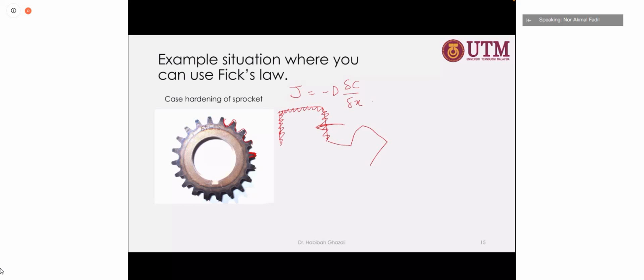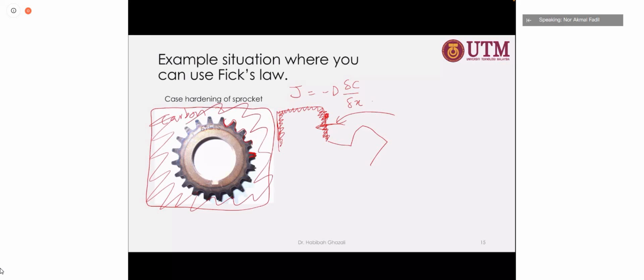Let's say the concentration at this point is the concentration of carbon that you put inside this case hardening process. There is carbon here. The carbon source can be from any source, depending on the process. Let's say there is carbon around it. This is the dC. Delta C means the change in concentration from, let's say, this interface. This is carbon, and this is the gear, which is made of iron carbon.